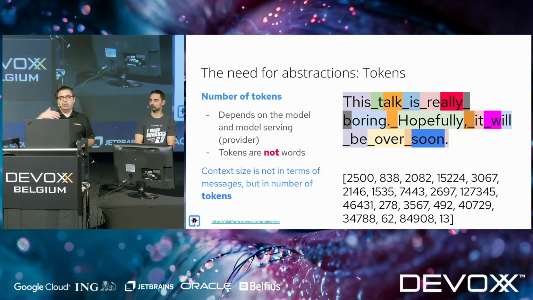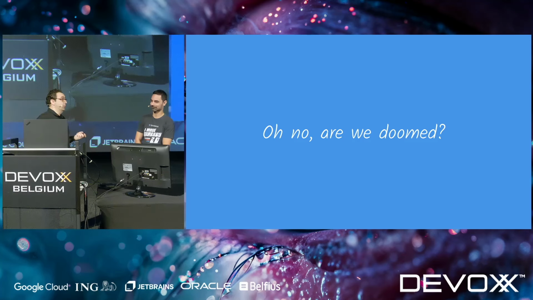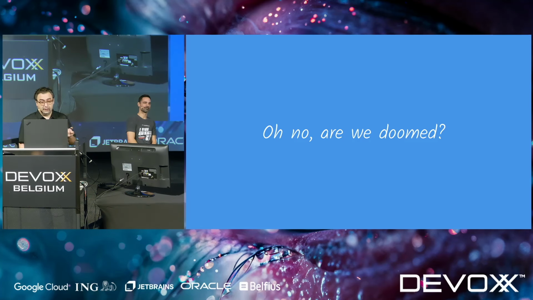Obviously, if you need to keep track of the tokens and so on, it's pretty complicated too. So you need another abstraction that keeps track of that and tells you how many tokens you spend during your conversation. And if you use a model on the cloud, you pay per token. It's not a lot per token, but if you have a lot of tokens, it can be problematic. So are we doomed? No. Fortunately, we have a solution for you.